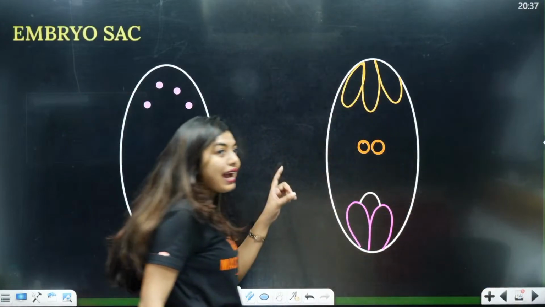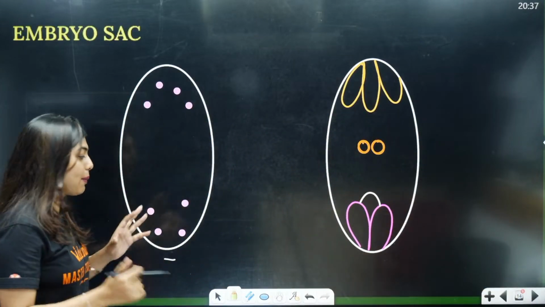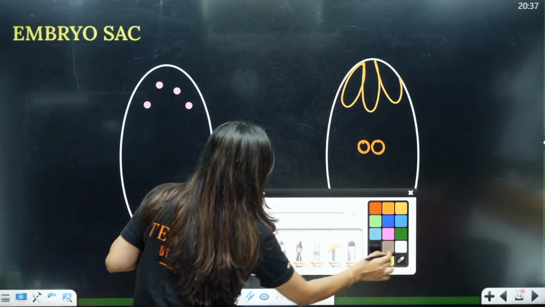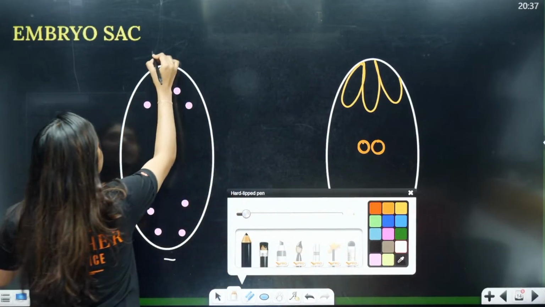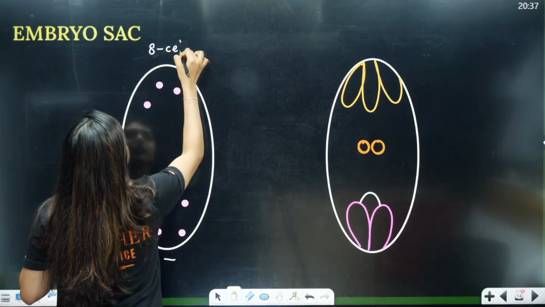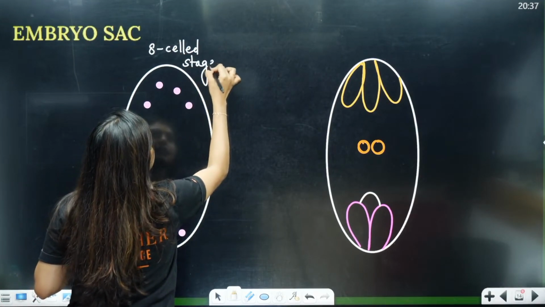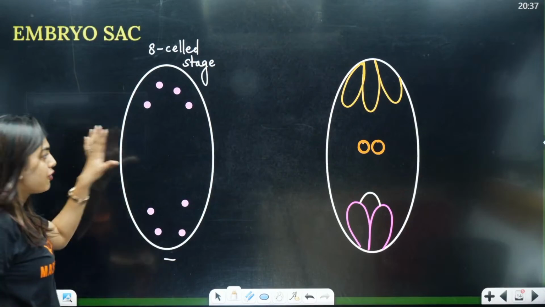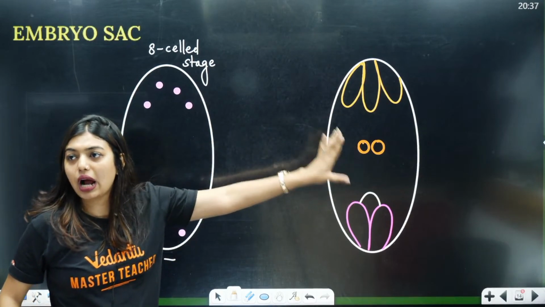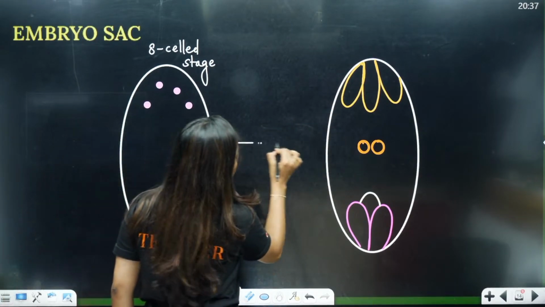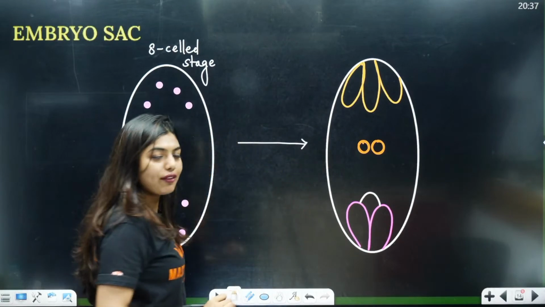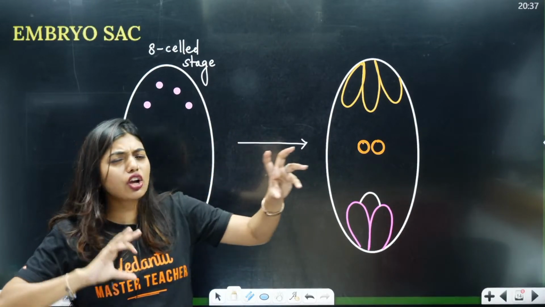Now students, what happened to that 8 cell stage is what we are going to see. Look here, this is the 8 cell stage. Can you see 8 cells? Yes ma'am, we can see the 8 cells. From the 8 cell stage, what happened? How did we form the entire embryo sac? For that you have to know that at the 8 cell stage, they all started scattering.